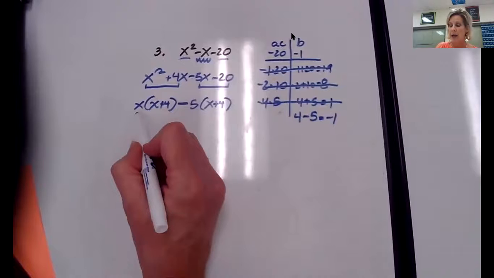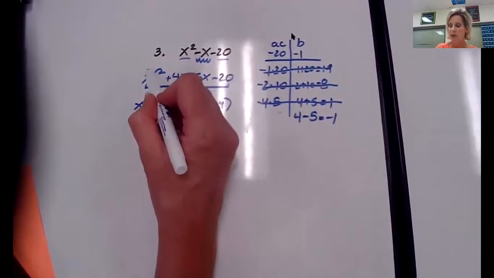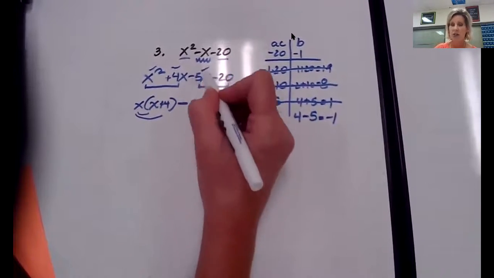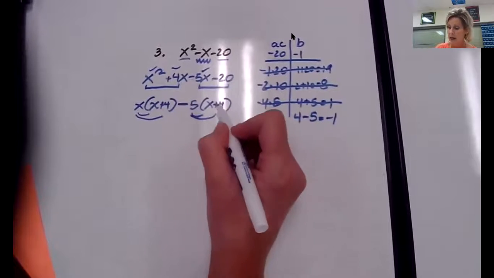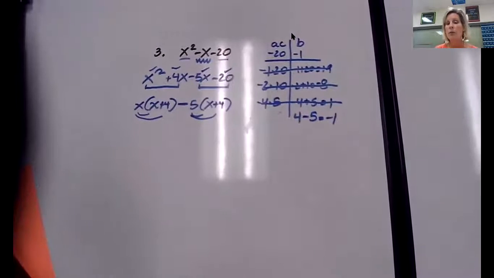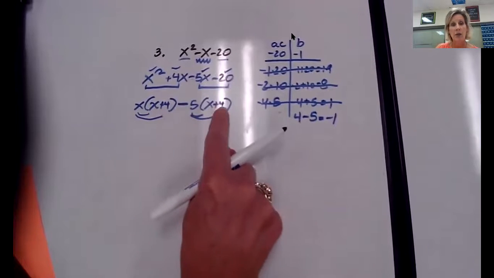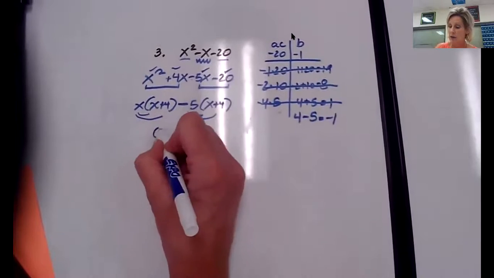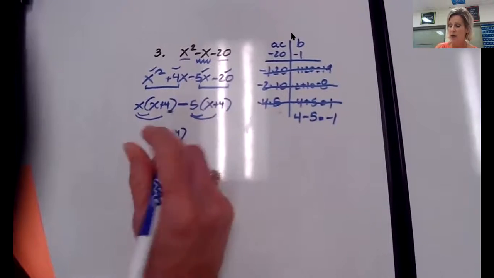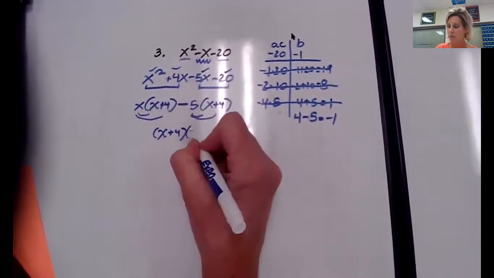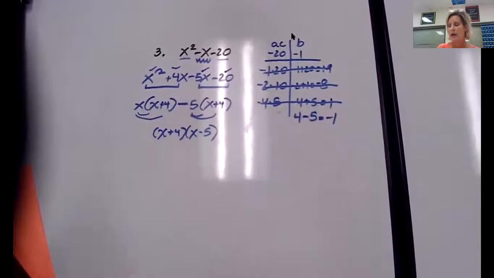Now, I always stop right here and say x squared plus 4x, check. Negative 5x, check. Negative 20, check. So I'm remultiplying things as I go to make sure I've not made a mistake along the way. Then I noticed I have an x plus 4 in the first and the second terms. So that's your GCF. And you're left with a 1x here and a minus 5 there. And then I could FOIL this out to check it.